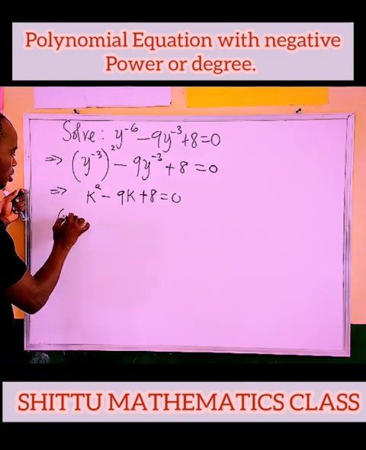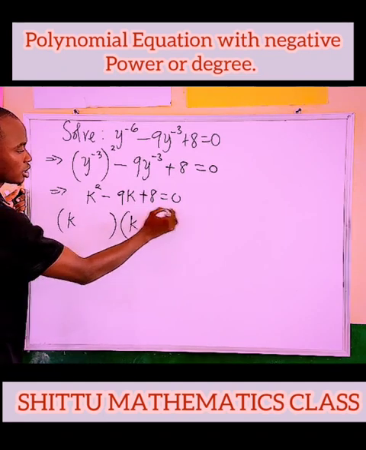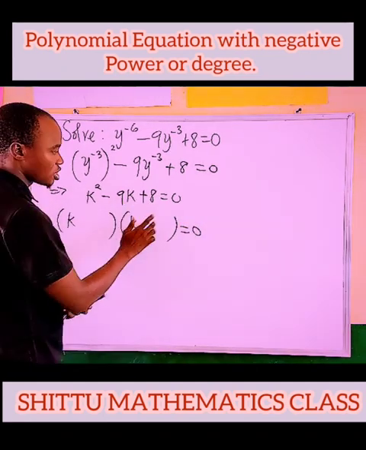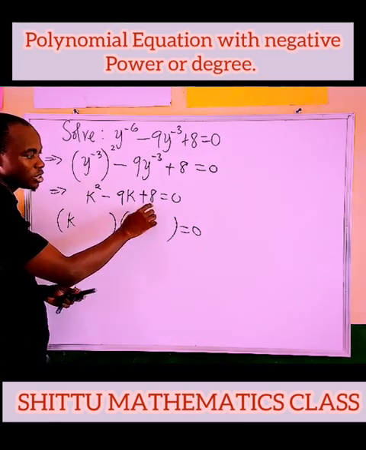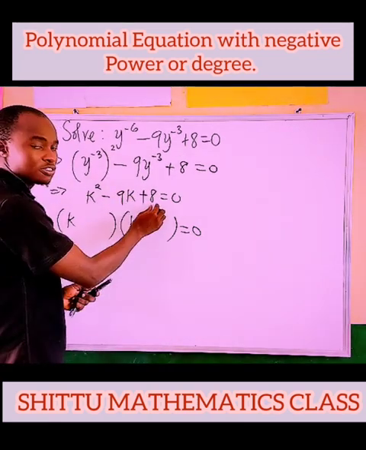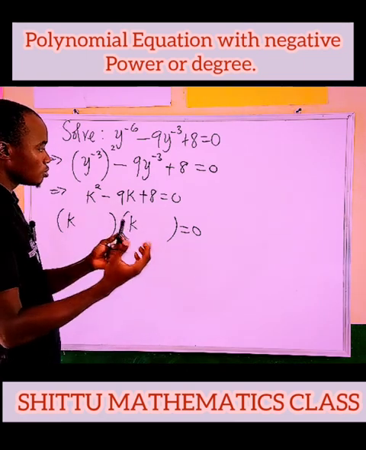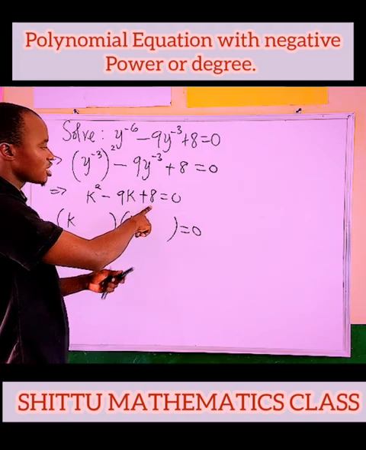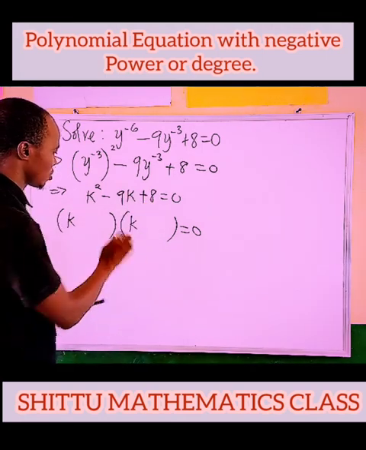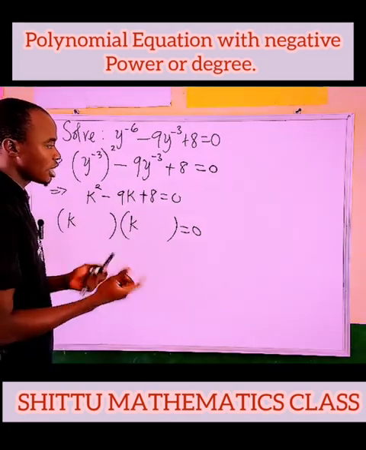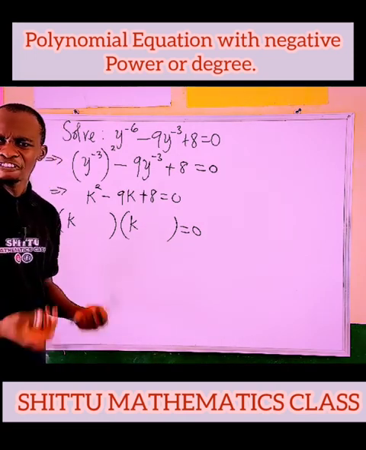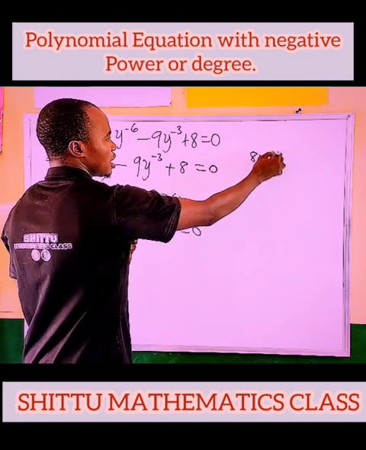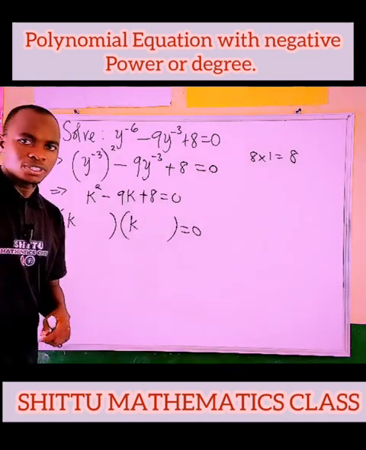We are going to have k, then k, equals 0. So what are we going to put here? We are now going to look at the possible two factors of 8. When you multiply the two numbers together, we are going to have 8, but when you add the two factors together, we are going to have minus 9. So let's quickly check. 8 times 1 is going to be 8. Is that understood?